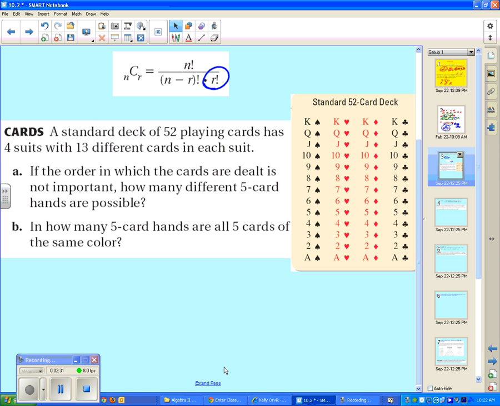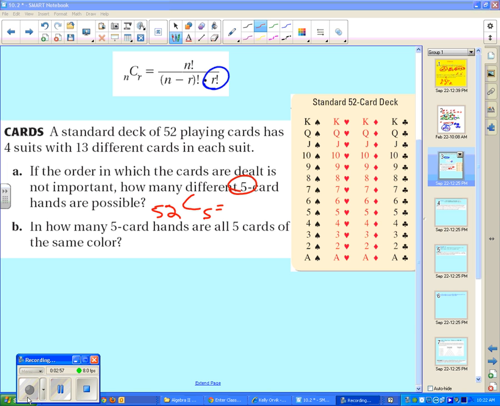All right, so our first problem here. If the order that they're dealt is not important, how many different 5-card hands are possible? Well, how many cards do you have to pick from? 52. And you're picking how many? 5, right? We're dealt 5 cards. And so you guys find it on your calculator. It's the same spot as a permutation. And the answer's not important. Check in with your neighbors and make sure they have the same answer as you do. It's just that you know where to find it.